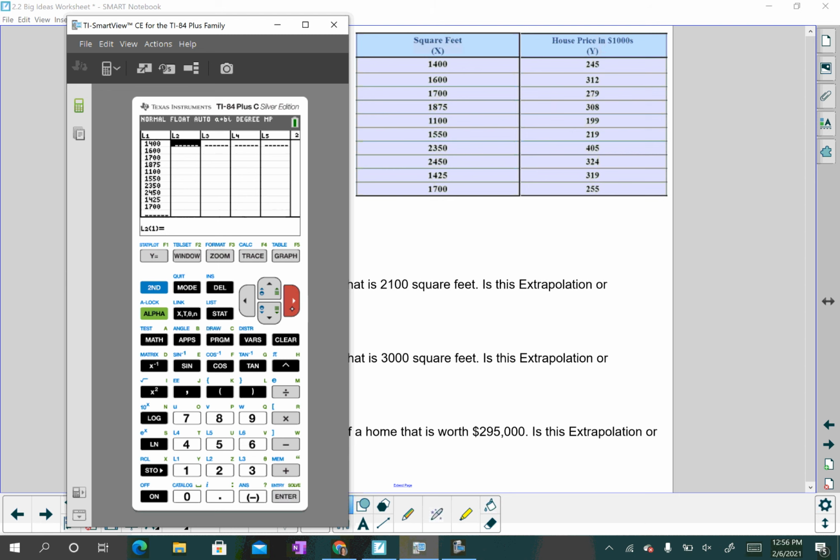Okay, so I had 10 square footage values. Let's get our house price. Now the house price is represented in thousands, which means technically that 245 represents $245,000, the value of the house.